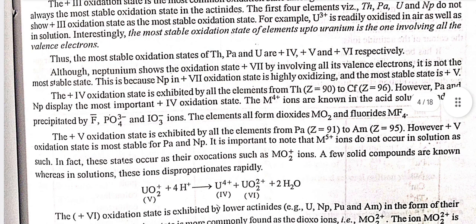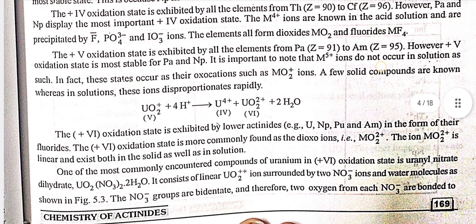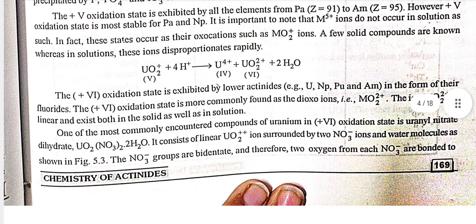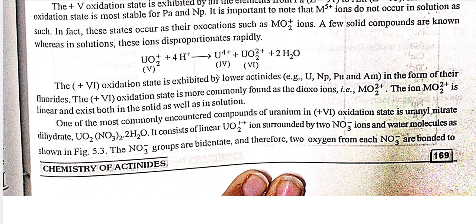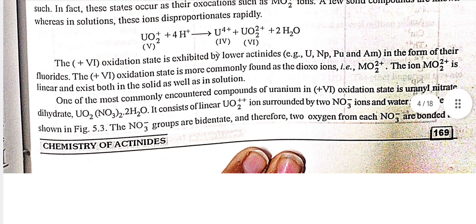The +4 oxidation state is exhibited by all elements from thorium to Cf. The +5 oxidation state is exhibited by the elements from Pa to Am. The +6 oxidation state is exhibited by lower actinides. One of the most commonly encountered compounds of uranium in the +6 oxidation state is uranyl nitrate dihydrate. It consists of a linear UO2 2+ ion surrounded by two NO3- ions and water molecules.